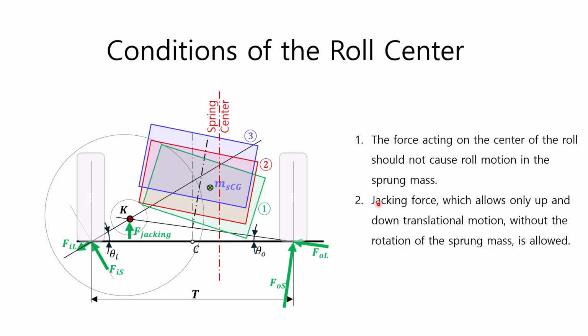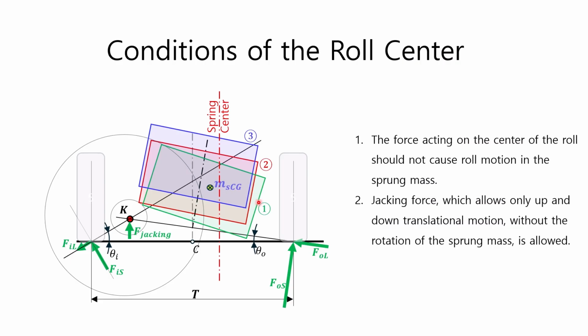The second consideration is jacking force. Since the lateral forces of the left and right wheels are different, a jacking force is generated, so the sprung mass performs two motions simultaneously, which are a rotational motion from state 1 green to state 2 red, and a translational motion to state 3 blue. The sprung mass can be thought of as rotating from the first green state to the current red state, and then translating from the current red state to the third blue state. In other words, the sprung mass has 2 degrees of freedom.